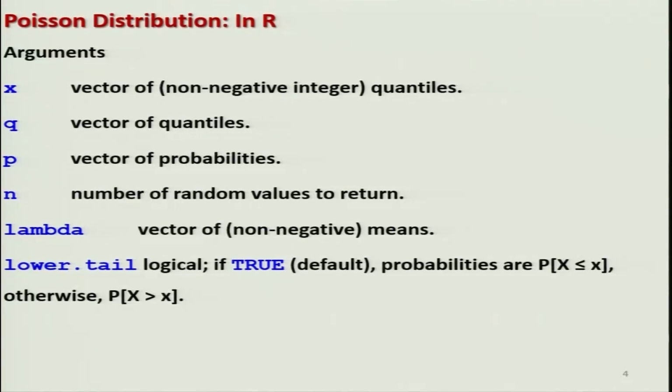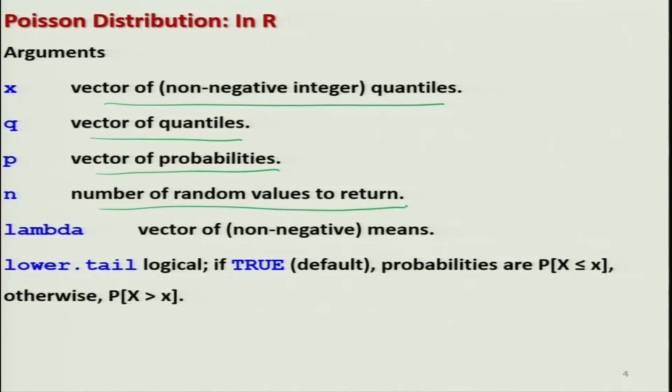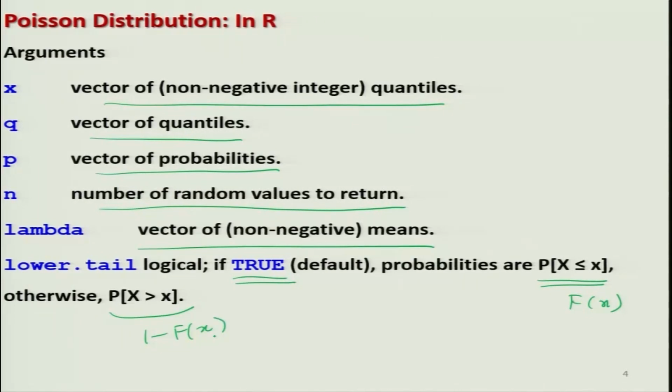These are the things which I just explained here: x is the vector of non-negative integers, q is the vector of quantiles, p is the vector of probabilities, n is the number of random values to be returned, and lambda is the vector of non-negative means. Lower.tail is a logical argument: if it is TRUE, it computes the value of F(x), and if it is FALSE, it computes the probability that X is greater than x, which is 1 minus F(x).